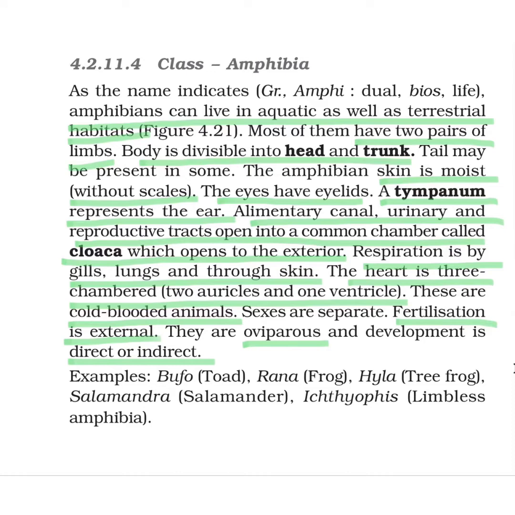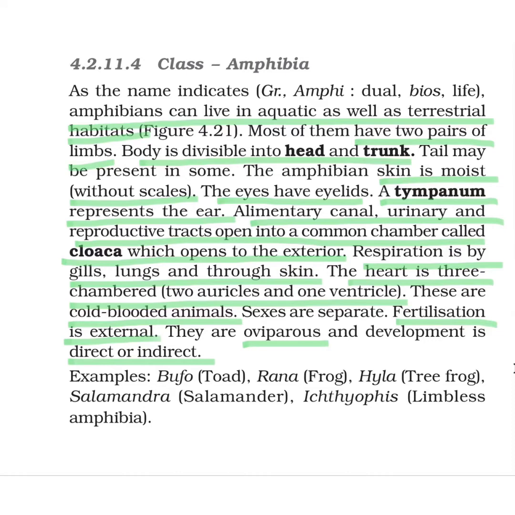If we see their body, most of them have 2 pairs of limbs, and the body is divisible into head and trunk. Only 2 parts we can define. Tail may be present in some, but mostly when we think of an amphibian, only one example comes to mind, that is frog. Frog has no tail, but some animals like salamander have a tail. The amphibian skin is moist, that means without scales.